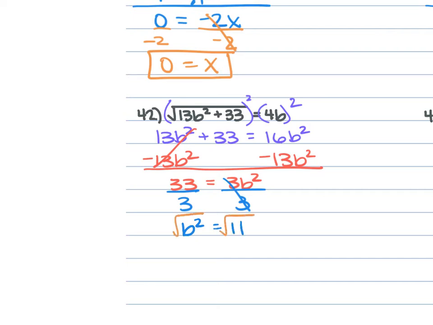We take the square root of both sides to get b is equal to plus or minus the square root of 11. Again, can we have that negative? No, so it's just the square root of 11.